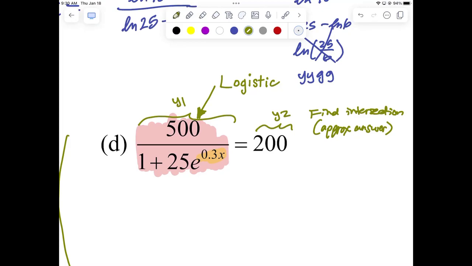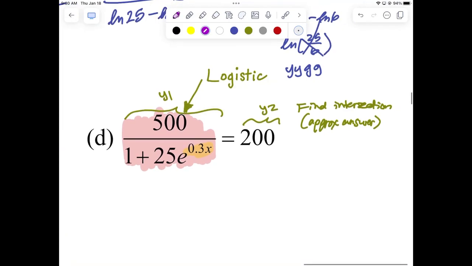Okay. What would be the first step? Multiply both sides by what? 1 plus 25 e to the 0.3x. So I'm going to write it like this: 500 equals 200 times the quantity 1 plus 25e to the 0.3x.